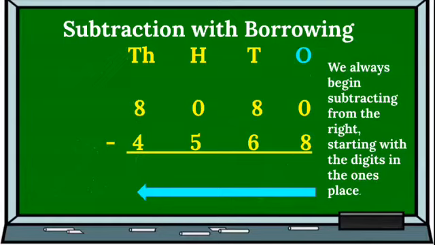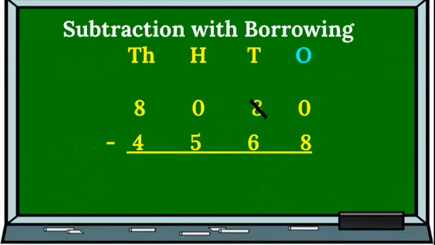0 take away 8. Literally saying that we have nothing and we need to take 8 from it. We know that we cannot. So this is where we're going to start our borrowing. So we go to our tens neighbor on the left and we are going to borrow 1 ten from our neighbor. So we are borrowing 1 ten.